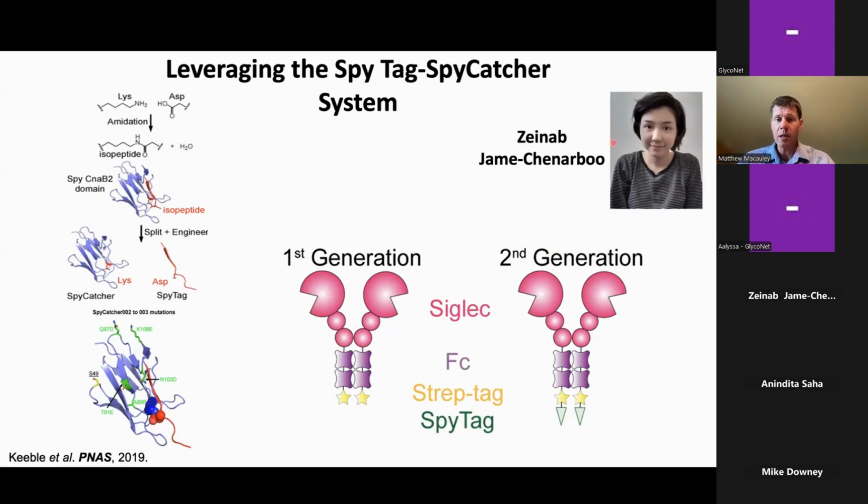So what Zainab did was she generated a second generation of Siglec probes. Here, she appended the SpyTag to the C terminus. We tried SpyTags at different locations as well, but I'm going to focus on the one that really worked for us the best, which is at the C terminus.